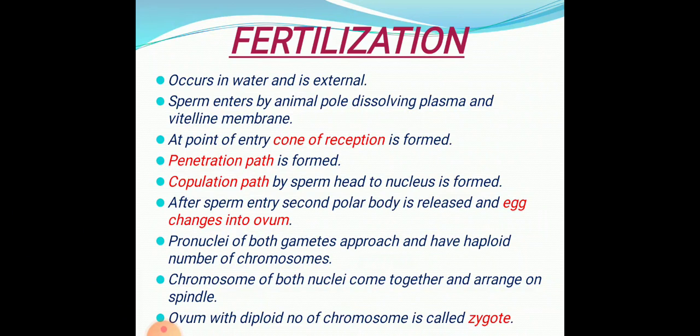Both the pronuclei have the haploid number of chromosomes, and the chromosomes of both nuclei come together and arrange on the spindle. The ovum with the diploid number of chromosomes is called the zygote. After combining the haploid male gamete and haploid female gamete, the ovum now has the diploid number of chromosomes, hence it is called the zygote.